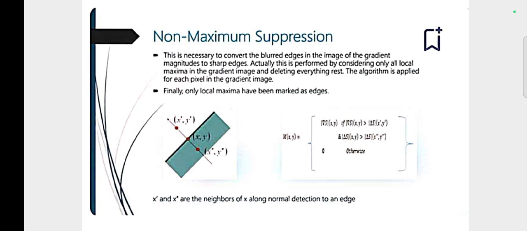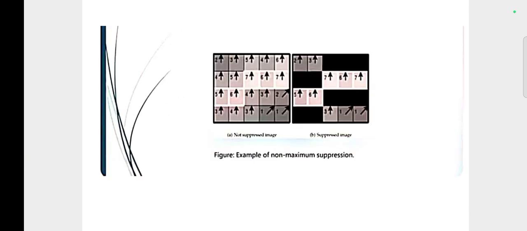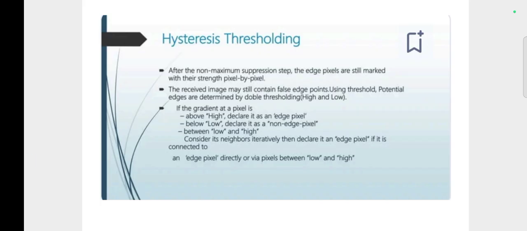Next, we can move to the example of non-maximum suppression. The first one is the non-suppressed image, and the second one is the suppressed image, with all the clutter and noise cleared. And next, yes, here is hysteresis thresholding.